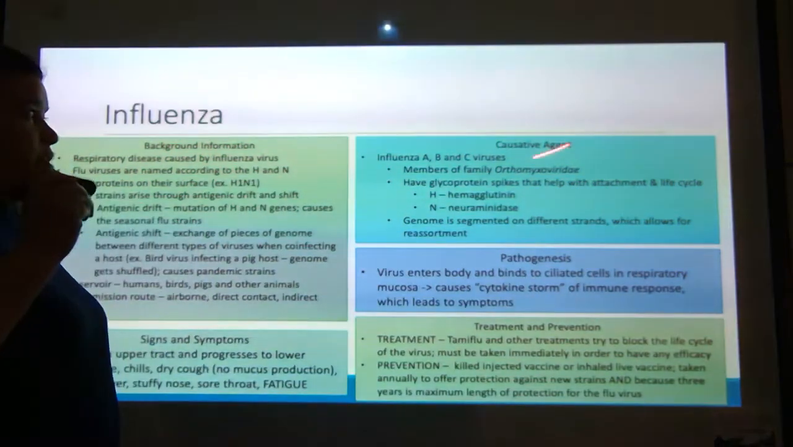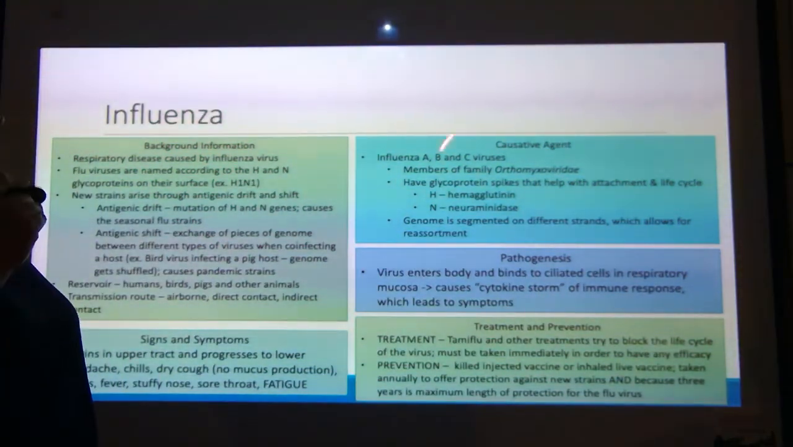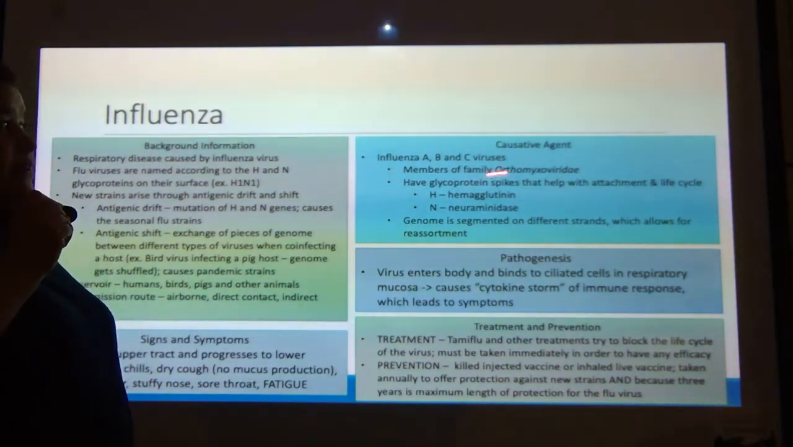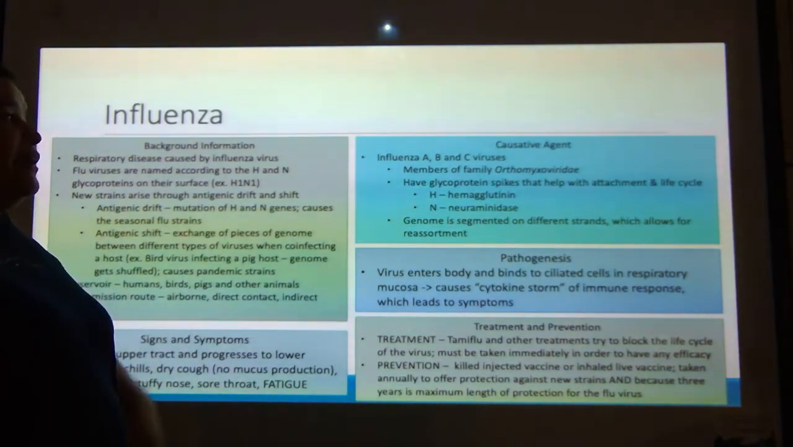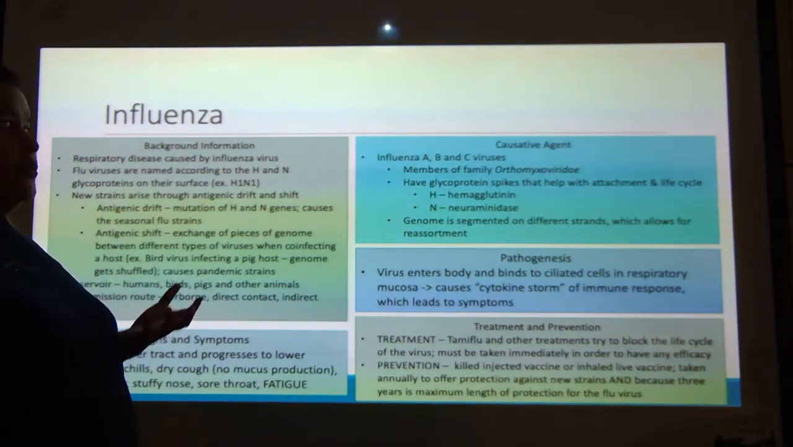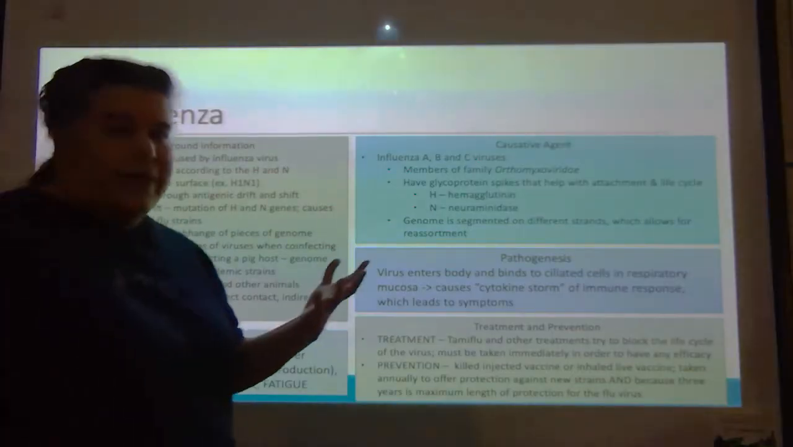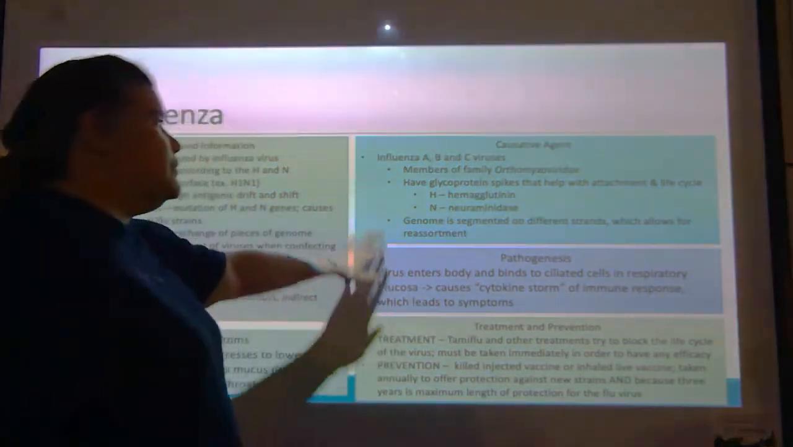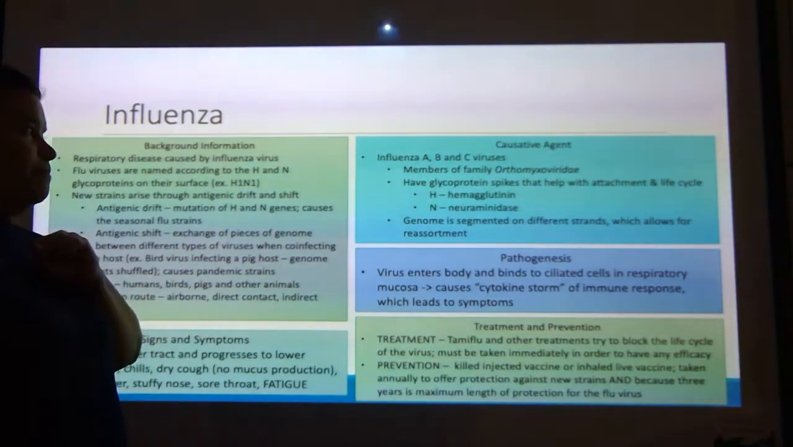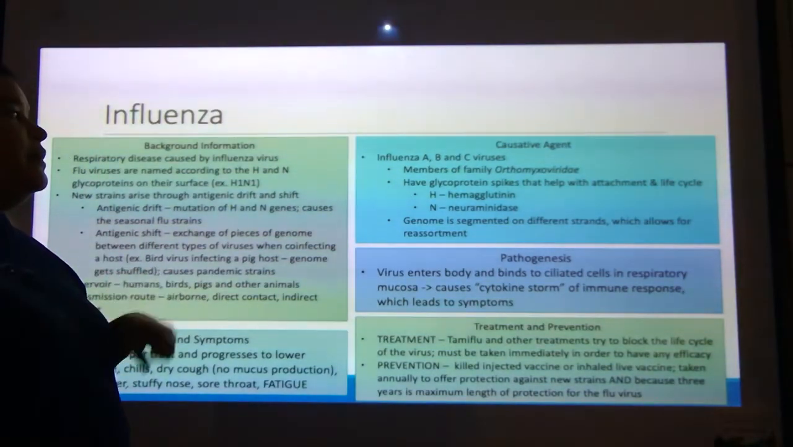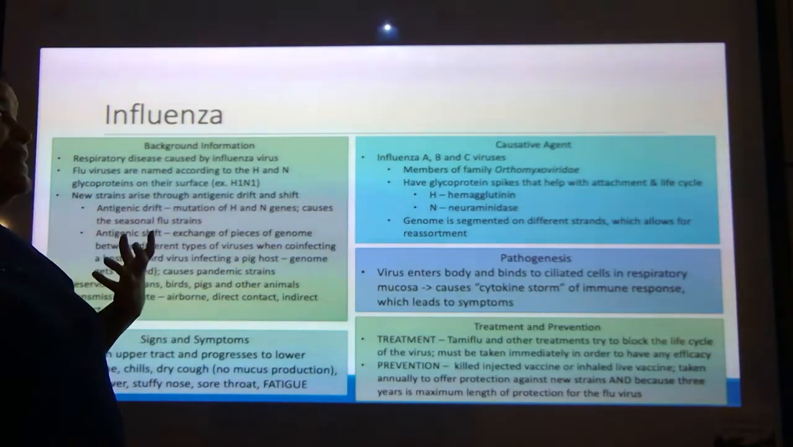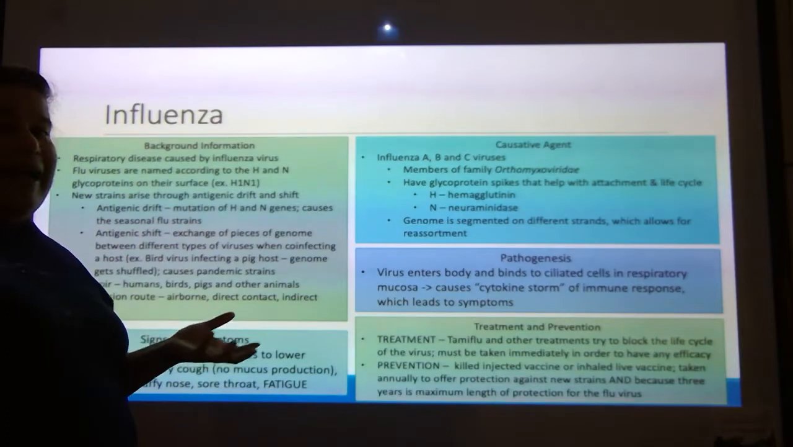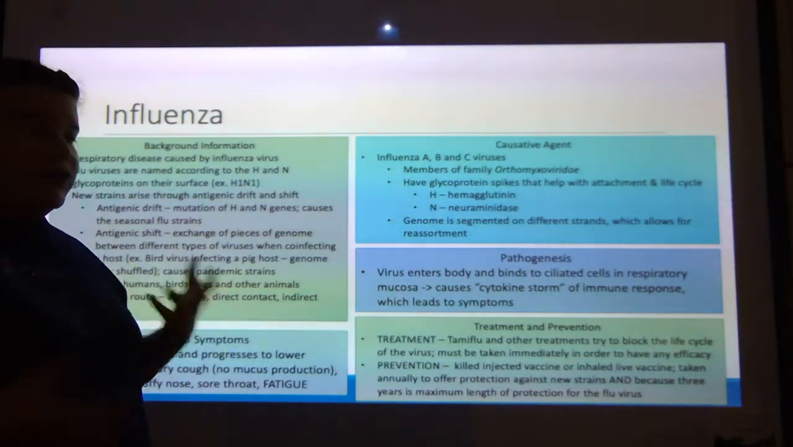The causative agents. This can be influenza A, B, or C viruses. They are members of the Orthomyxoviridae family. They have glycoprotein spikes that help in the attachment and the life cycle. Just like with every virus, they've got spikes that they use to gain access to your cells. H is hemagglutinin. N is neuraminidase. The genome is segmented on different strands. That means that it allows for a lot of reassortment.